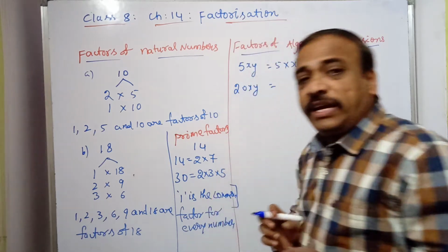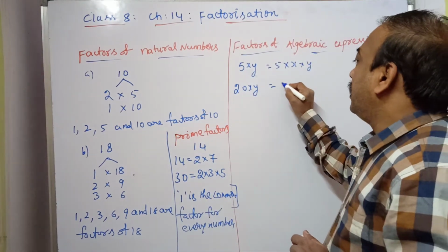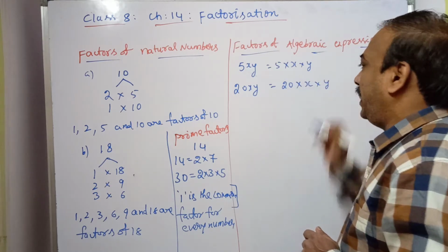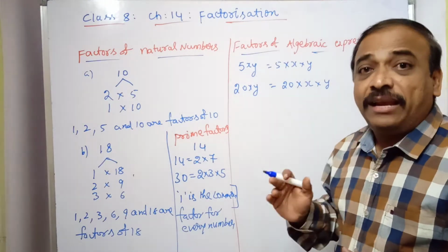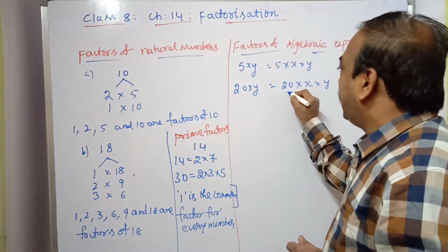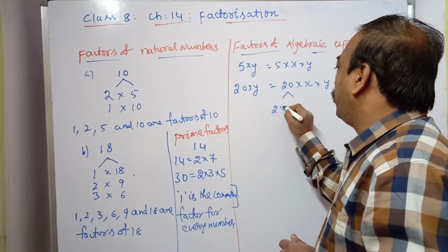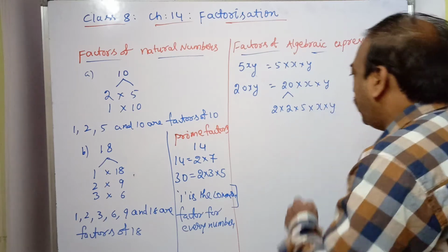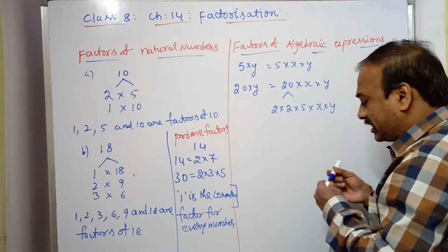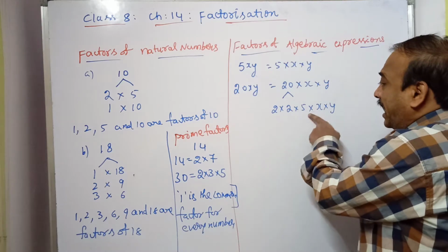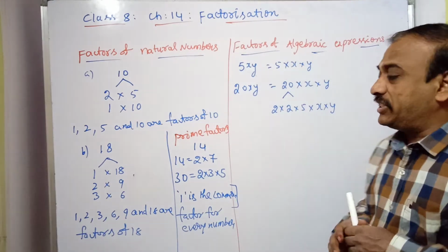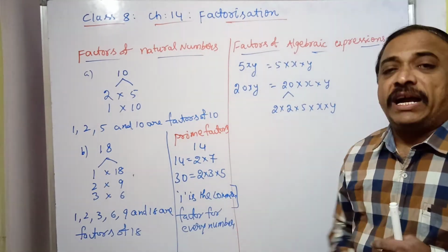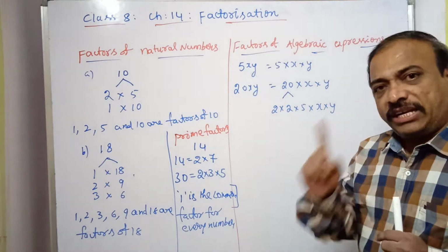Now let us see another one, 20xy. 20xy can also be written as 20 into x into y. But still 20 can be expressed as 2 into 5 into x into y. 2 2s are 4, 4 5s are 20. These are the prime factors, and x into y. So prime factorization is nothing but not being able to write the factors further, we can't write other factors except 1. 1 is the common factor.